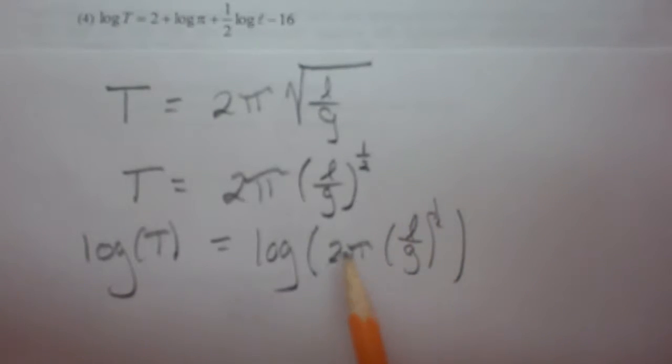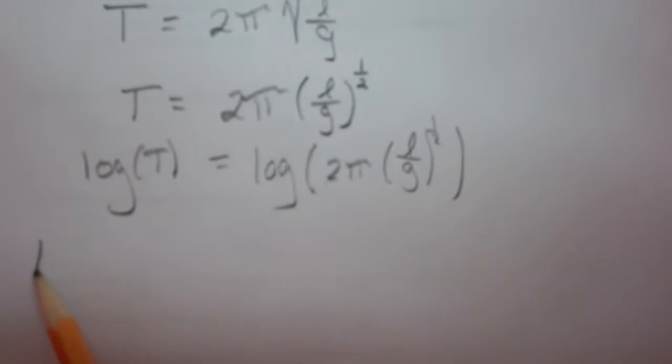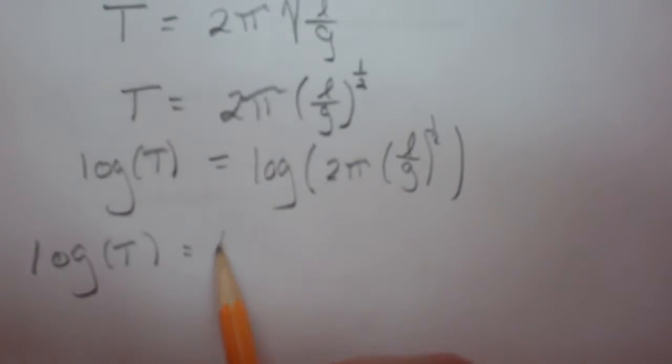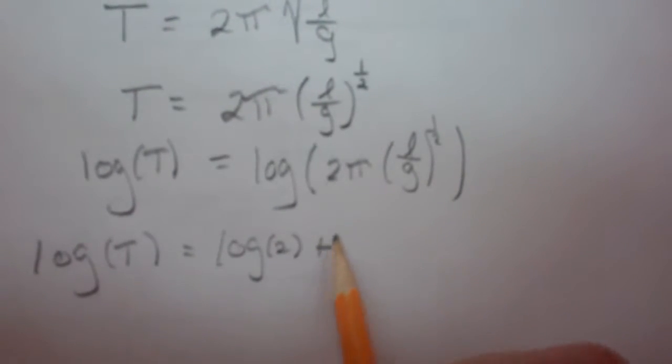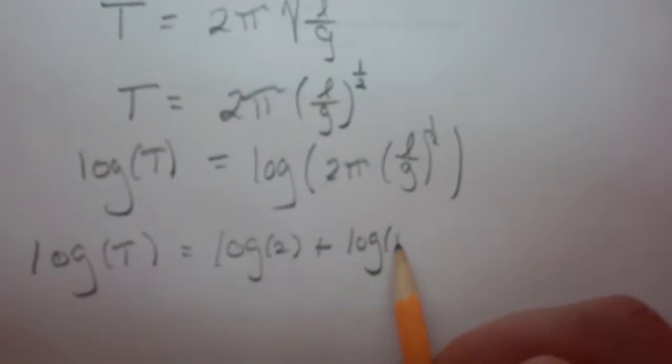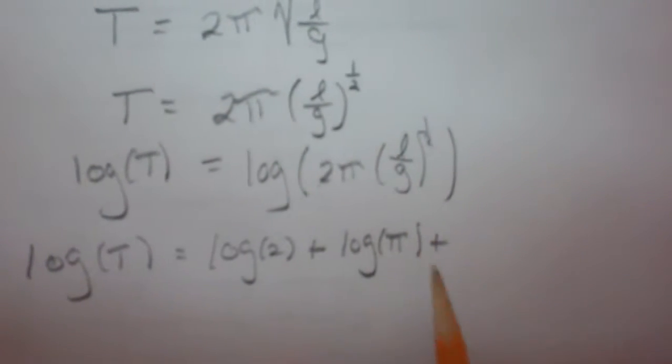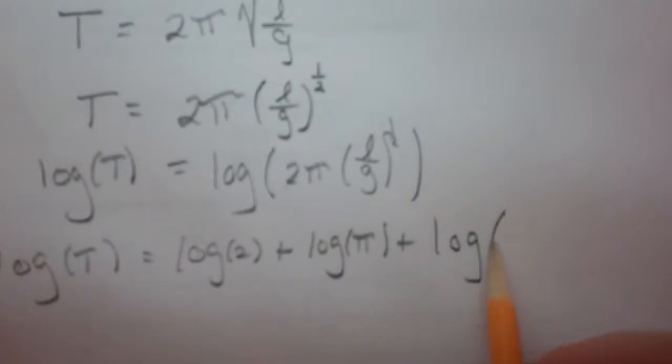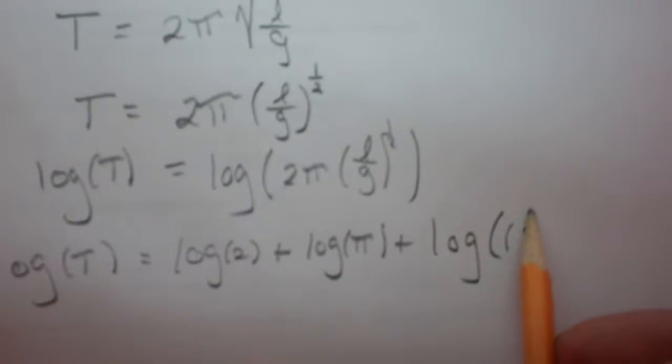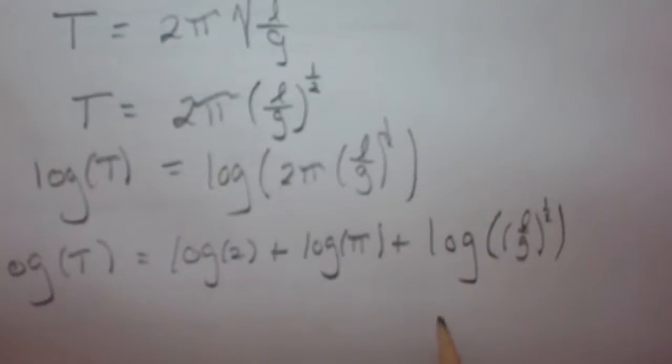Let's use the law of logarithms that changes a product on the inside into a sum of logs. So we still have the log of t is equal to the log of 2 plus the log of pi plus the log of L over g to the 1/2 power. What else could we do? Well, whenever we have the log of something raised to an exponent, we get to bring down the exponent.